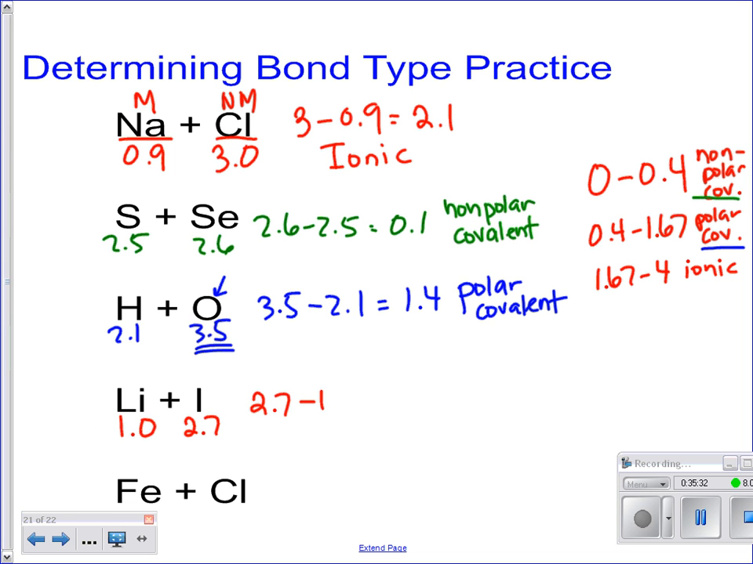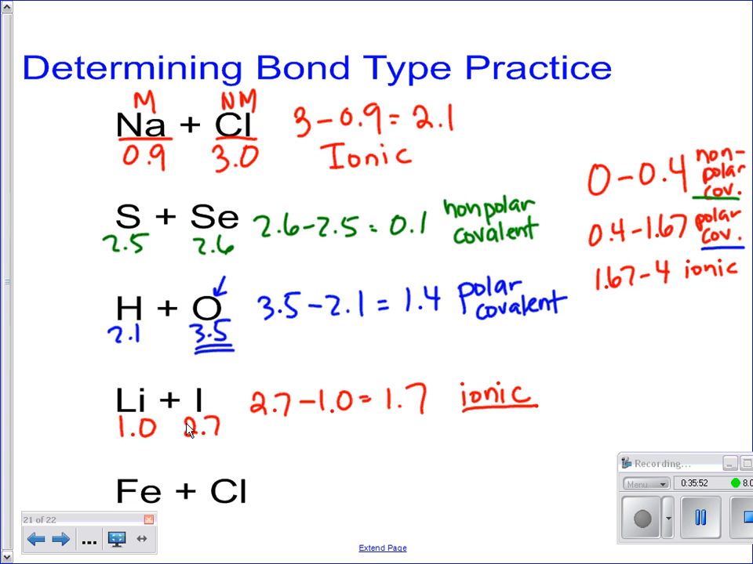So let's go ahead and subtract them out. I'm going to get 1.7, which is actually in the ionic region, but very close to polar covalent. So this is an ionic bond. I have my metal lithium and my non-metal iodine.